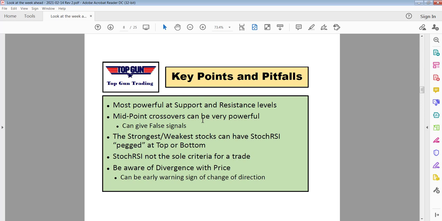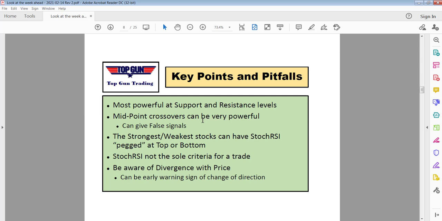Now, the strongest and weakest stocks in the market could have their stochastics RSI pegged either at the top or at the bottom. So just because it's at the top doesn't mean it's time to sell, or that at the bottom it's time to buy. You need the corresponding candlestick pattern and price movement and confirmation.